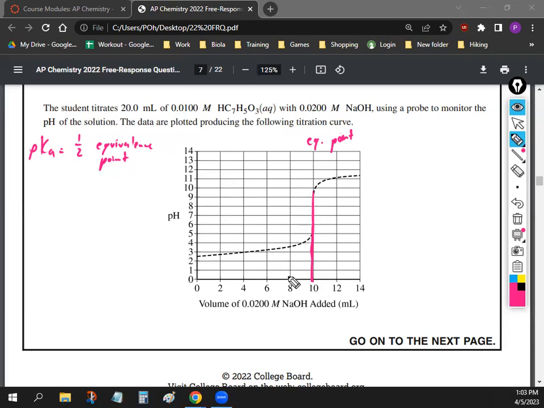So halfway is gonna be at 5, right? So we look at 5. You take a look at 5. Where is that around? About 3. So pKa is gonna equal 3. That's it. What? It's that easy.